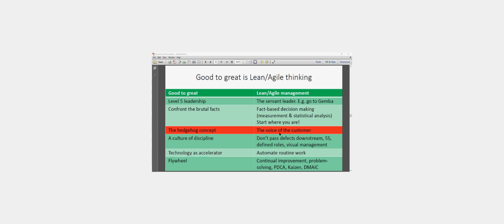But it's not the tool that's important. It's the principle, it's the concept. The concept of the flywheel we find in Lean and Agile also, where we talk about things like continual improvement, solving problems, Plan, Do, Check, Act, Kaizen, the DMAIC from a Six Sigma perspective.